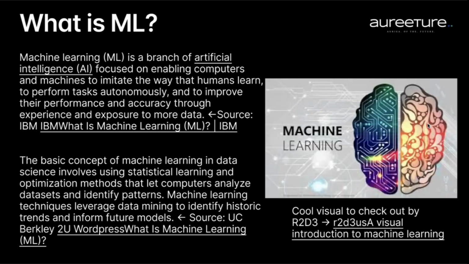If we are supposed to borrow some other definitions, IBM defines it as enabling computers and machines to imitate the way that humans learn and perform tasks autonomously, improving performance accuracy through experience and exposure to data. UC Berkeley defines it as leveraging data mining to identify historic trends and inform future models. We'll share these slides with you. There's a cool visual by R2D3 as an introduction to machine learning. For those who do not have any exposure, it will keep them in the loop somewhat. You can check it out later on.